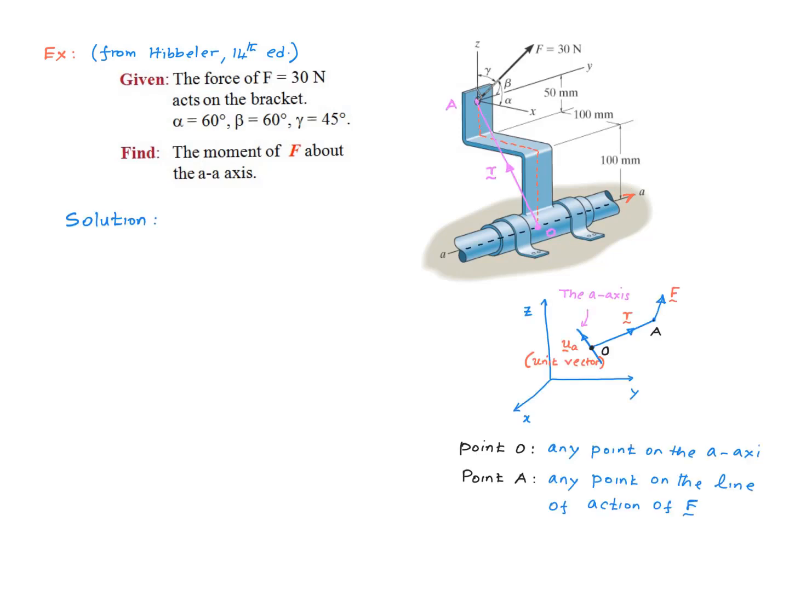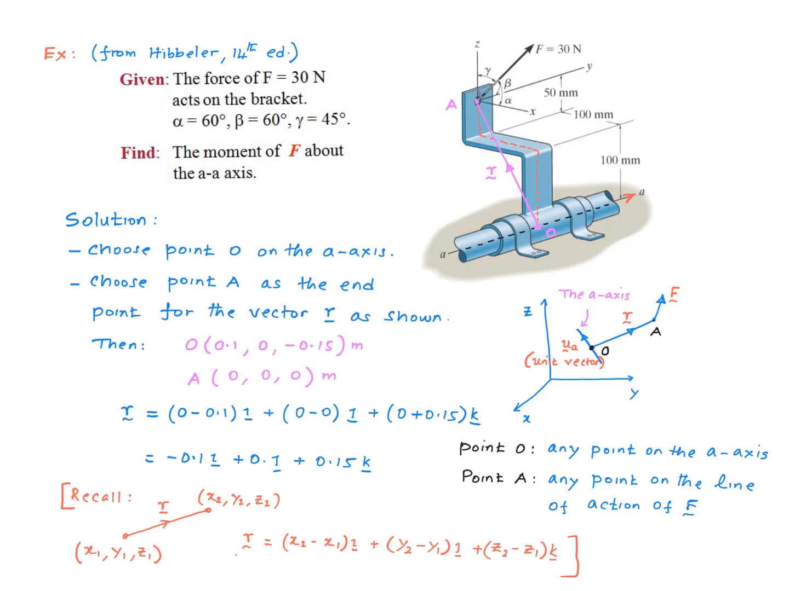Now we follow the guidelines. First we need to define the starting point and the ending point for the R vector. The guideline says the point O, the starting point, has to be chosen on the axis, right? On the A axis. According to the guidelines, you can choose any point on that axis, but you can see this is the logical choice because we know the coordinates of that point. The end point has to be on the line of action of the force, and therefore this is the logical choice for that, because again that happens to be the origin of the coordinate axes.